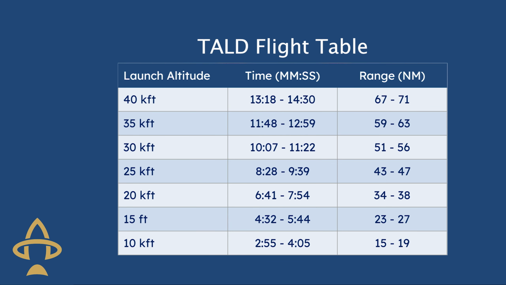The TALD flight table displays the time and range of the operational zone based on the launch altitude that the TALD was launched from at about 0.8 Mach. So for 30,000 feet, the operational zone is from 51 to 56 nautical miles from the launch point, and the time to reach the 51 nautical miles is about 10 minutes and 7 seconds. The time to reach 56 nautical miles is about 11 minutes and 22 seconds.